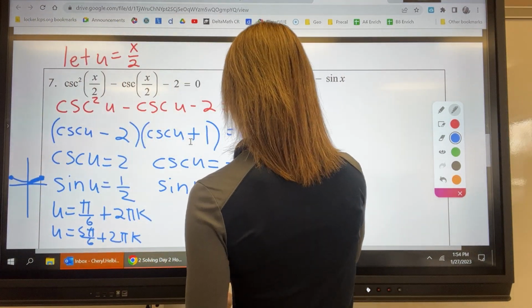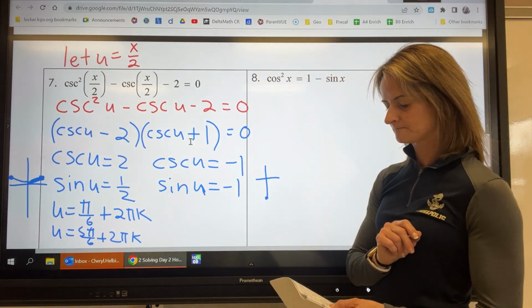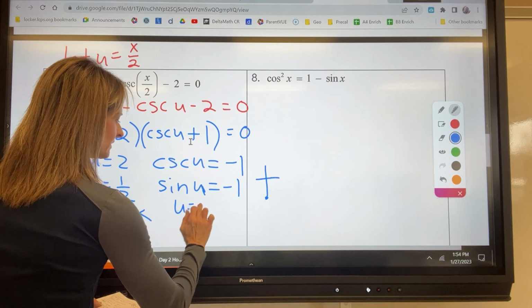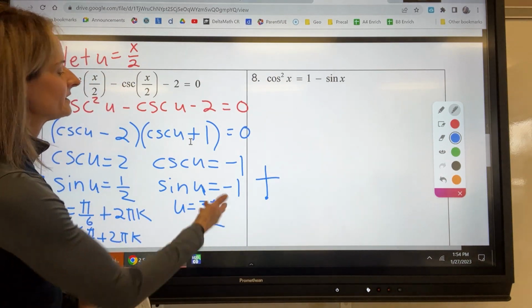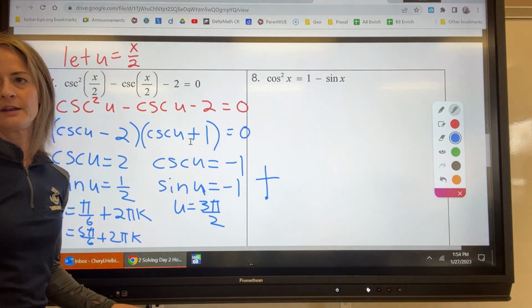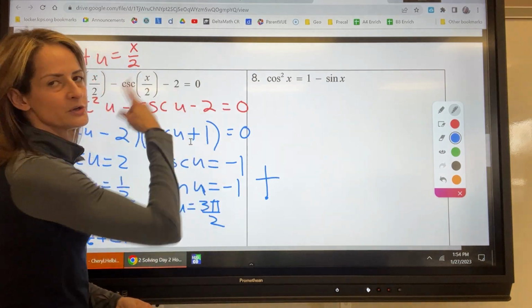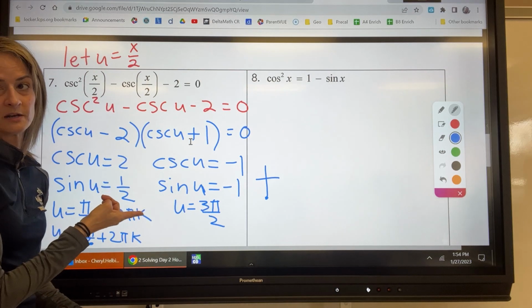This one, boom, boom, -1. So u equals 3 pi over 2. Okay, now if I wrote plus 2 pi k, I can see when I add 2 pi to 3 pi over 2, I'm not going to get another value between 0 and 2 pi. So I'm just going to stop. I don't need to write the general form of solution. That's the only one I'm getting.